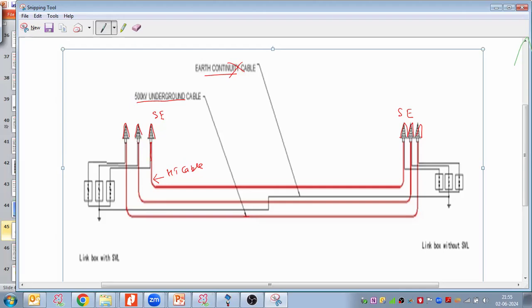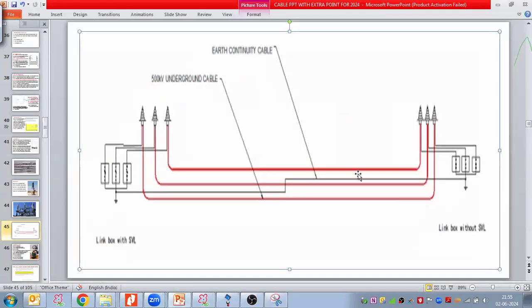Taking one conductor, which is coming into the link box. Link box with SVL, and link box without SVL. Direct, solid earth. So it is in the drawing we indicate like that. This is taking all the metallic sheath, enclosed, inserting into the link box where we have a removable link. This is how we represent it in the drawing.